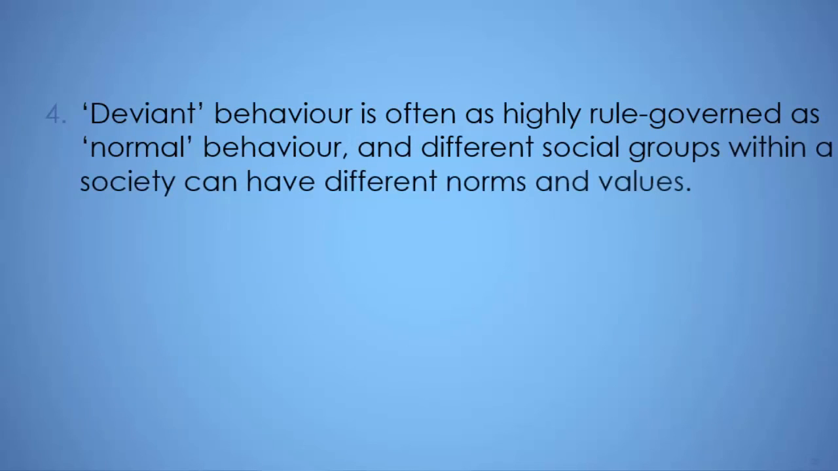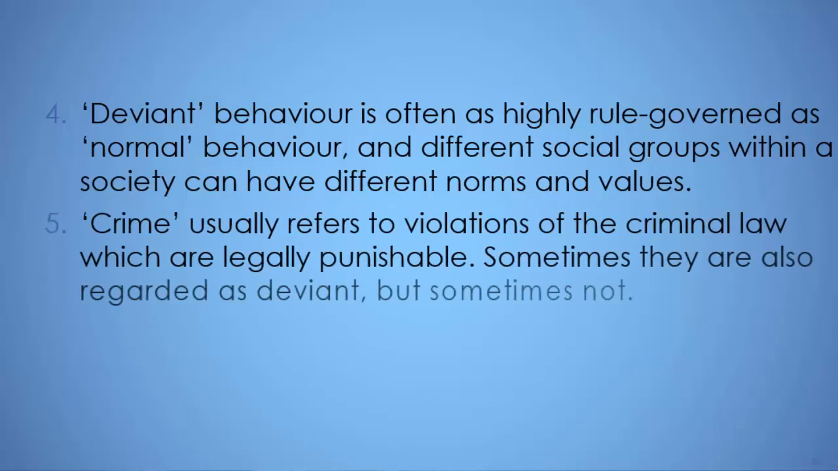Fourth, deviant behaviour is often as highly rule-governed as normal behaviour, and different social groups within a society can have different norms and values. Fifth, crime refers to violations of the criminal law which are legally punishable. Sometimes they are also regarded as deviant, but sometimes not.